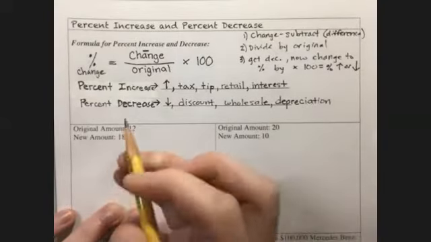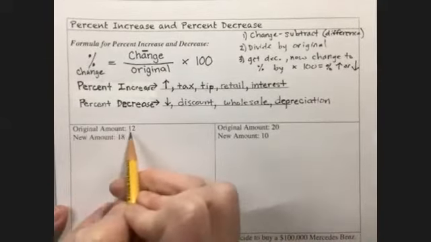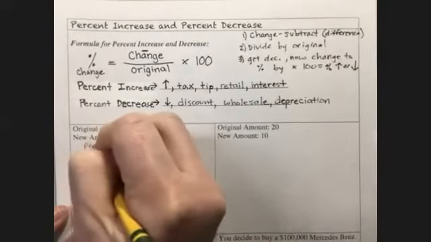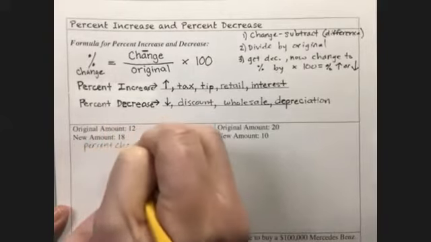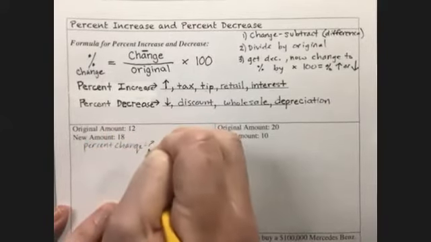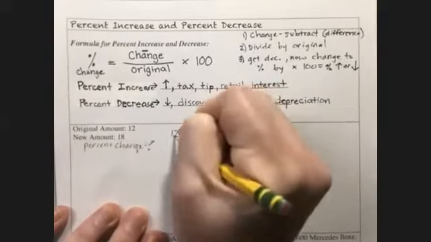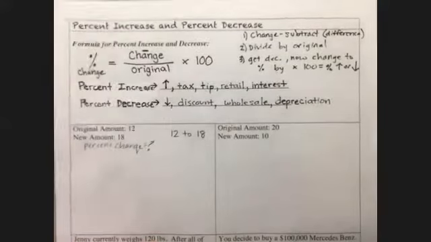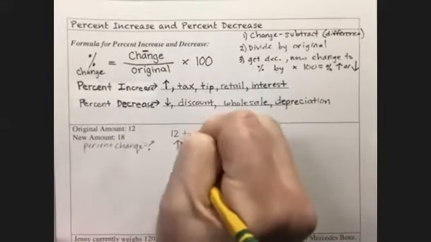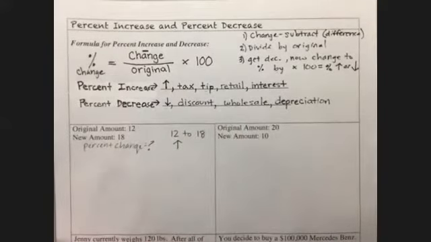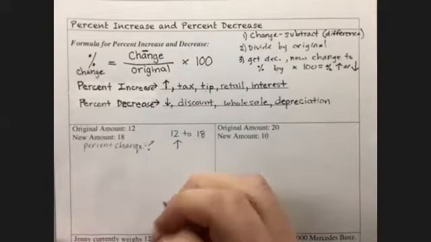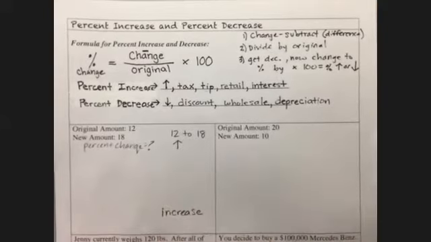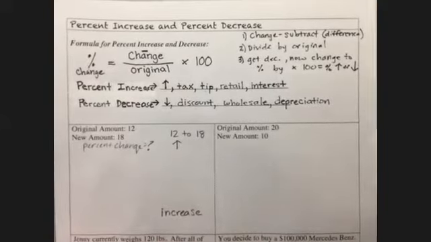So looking at a couple examples here, your original amount is 12 and your new amount is 18. And then it wants to know what is the percent change. So the percent change is looking at 12 to 18. You want to ask yourself, is that going up or down? I see as going up. So I know in my answer, I need to write percent increase. So I'm just going to go ahead and write increase so that I don't forget to put that in my answer.